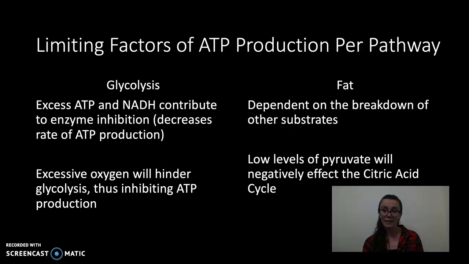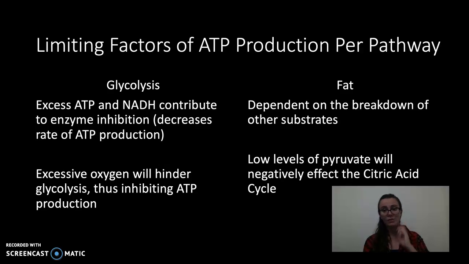With respect to fat, that is going to be dependent on the breakdown of other substrates. Typically, we're thinking about carbohydrates. Usually when you run out of that glucose or muscle glucose, fat breakdown does rely on other substrates. It does need other energy sources to effectively break down substrates into ATP for energy.